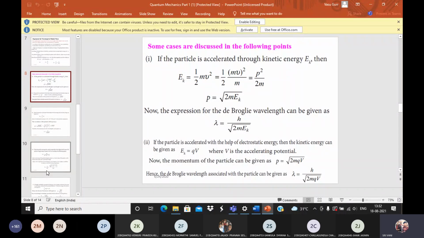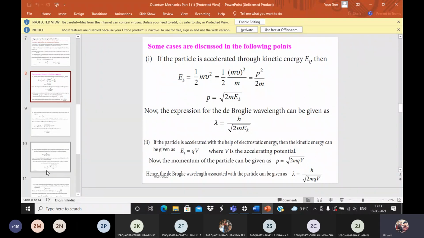Calculate the wavelength of the particle accelerated with the potential of 5 volts. Potential is measured in volts. So 5 volts. Observe in this problem also, they are giving only one quantity value. In the velocity model also only velocity, and in the kinetic energy model also only kinetic energy. And in this model also they are giving only potential.